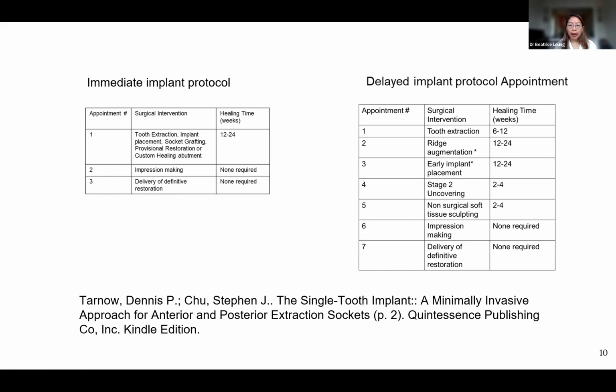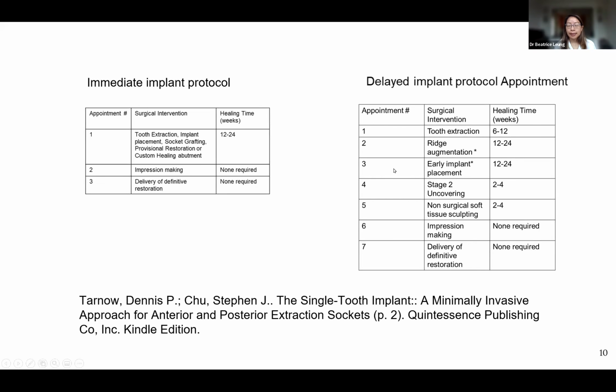And then we would evaluate if this area had healed adequately. If it doesn't have enough bone, you need ridge augmentation. If the ridge has resulted in some bone loss, you might need to build up the bone. After the bone is built up, you might need another several months for it to heal. And once it's healed, if you have the bone, then you can place the implant.